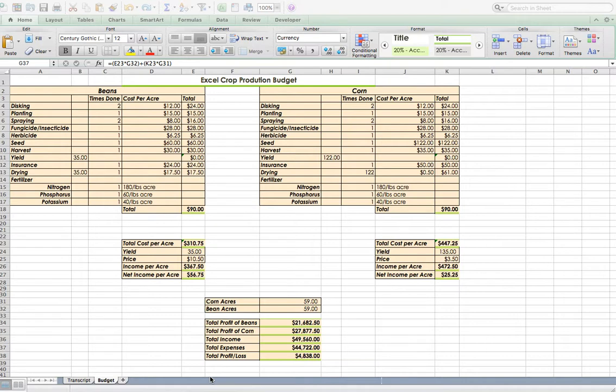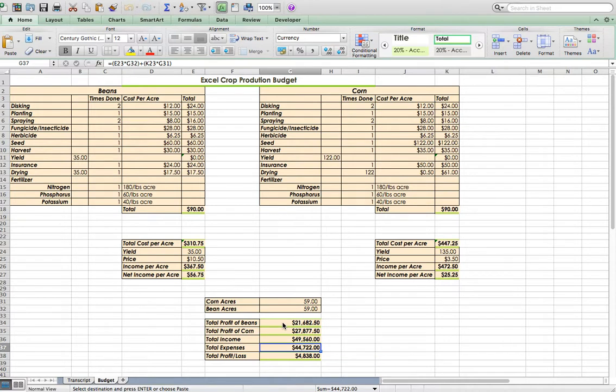After we find our net income, we can adjust the budget to whatever amount of acres an operation uses. For this example, I'll use 59 acres of each. The total profit of beans is calculated by multiplying income per acre by number of acres. Then the same to find out the income for corn, which would be 25.25 times 59 acres.